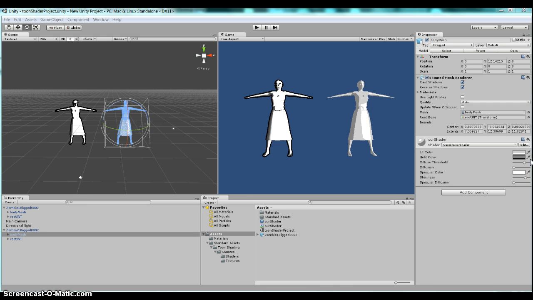The Toon shader works. Yeah, it's right here. No, go. Can I ease a bit? Okay, we're gonna keep going here.